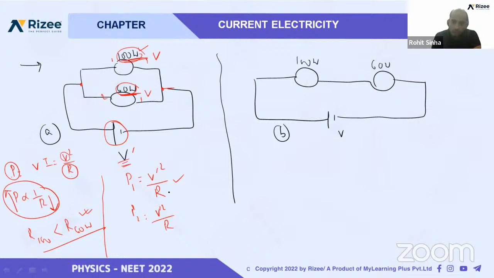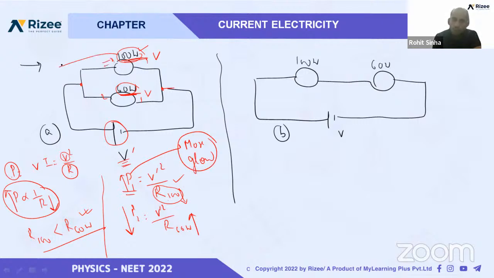Now you see, for the first one we have 100 watt, and for the second one we have 60 watt. We know this resistance is less as compared to this, so its power will be more. So for this one more power will be used. That means more glow. Why? Because these bulbs are based on a heating element. That's why more power means more glow, so it will glow more.